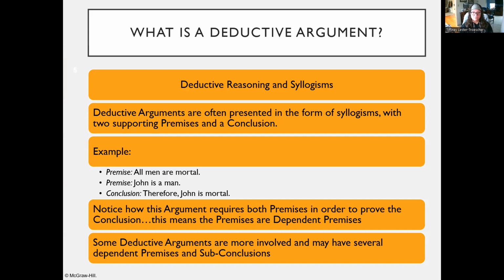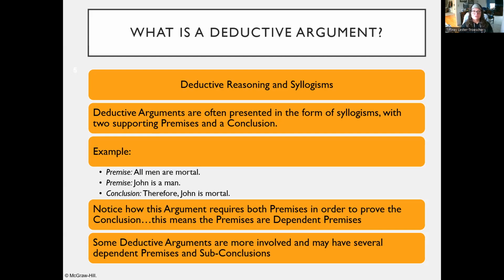Now notice we have to have both of those premises. We can't just say all men are mortal, therefore John is mortal. We have not established that John is a man. We can't just say John is a man, therefore John is mortal, because we haven't established yet that all men are mortal. So you need both premises in order for the conclusion to have weight and be true, right?